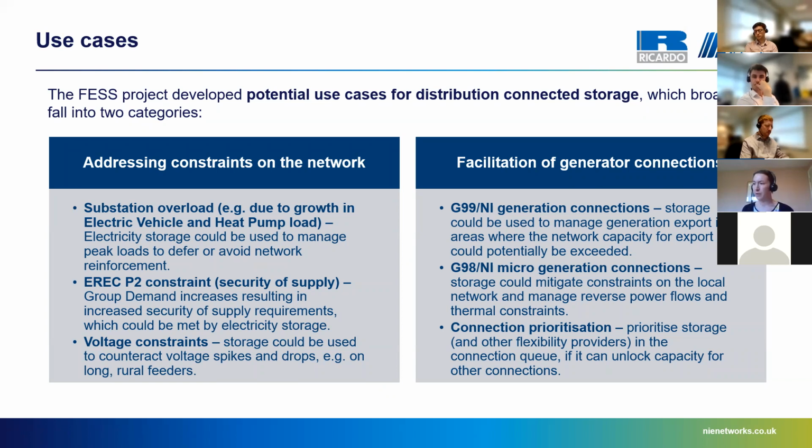So our use cases were broadly categorized into these two categories. On the left-hand side, we had various ways that storage could help to address constraints on the network. So for example, looking at distribution substation overload, which could be due to increased demand from electric vehicles and heat pumps, and just general network peak demand at peak time, which, as Cormac mentioned, that's typically your evening peak.